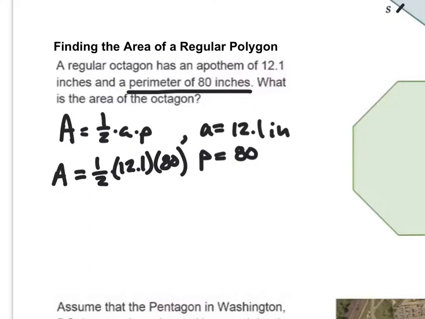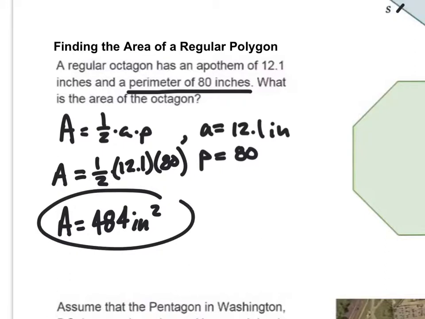So go to your calculator, and let's do 0.5 times 12.1 times 80, and that gives us an area of 484 inches squared, okay? And that's it. That's all we need to do. Pretty easy if you're just given those values, all right?